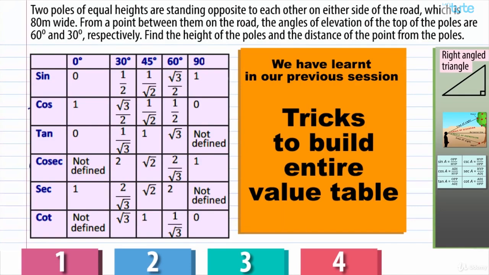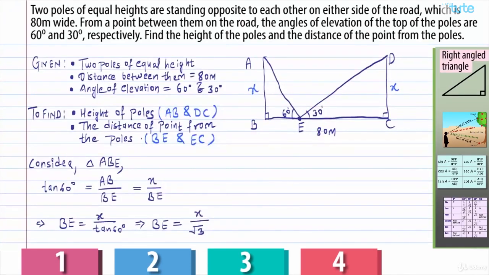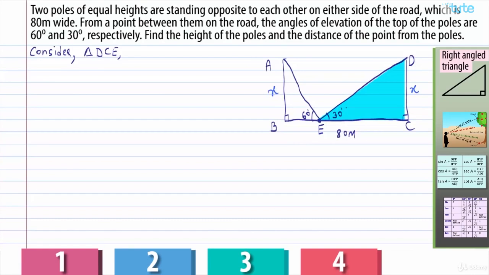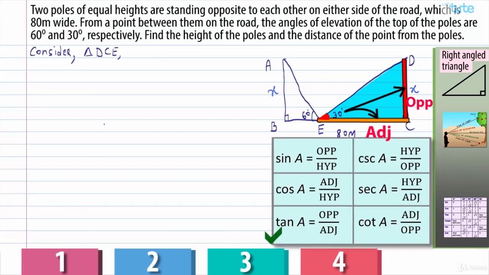So coming back to our solution, this time I will consider the right angle triangle DCE. Again, in this triangle DCE, the things that I need to find out, DC and EC, are the opposite and adjacent sides for the angle 30 degrees. So again I can either use tan or cot. So by taking tan, I can write tan 30 degrees again as the opposite upon adjacent, that is DC is the opposite and EC is adjacent.